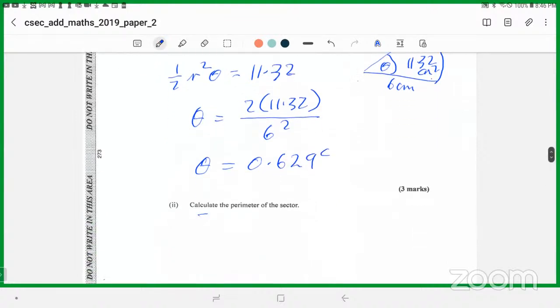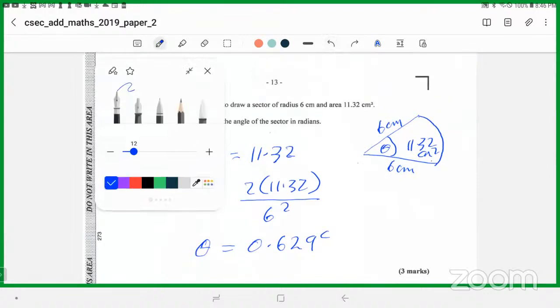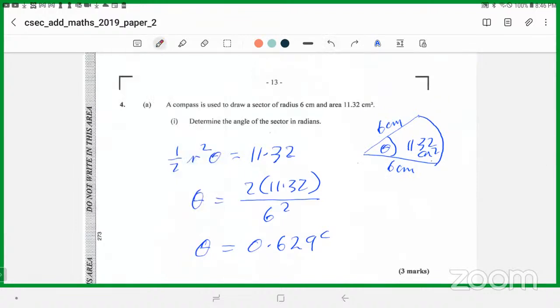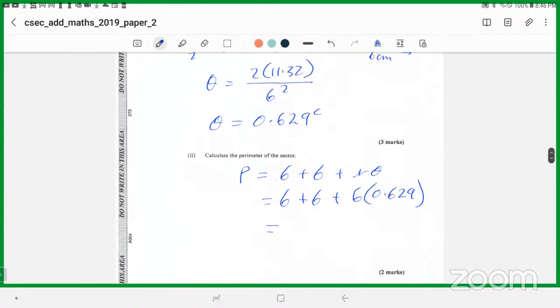And then they want the perimeter of the sector. All we need now to get the perimeter is the arc length. We know the two radii already, and the arc length is simply equal to r theta. So the perimeter is equal to 6 plus 6 plus r theta. R is 6, so it's 6 plus 6 plus 6 times 0.629. That gives us the perimeter. Nice and easy. Right? So we can write that one out as well.